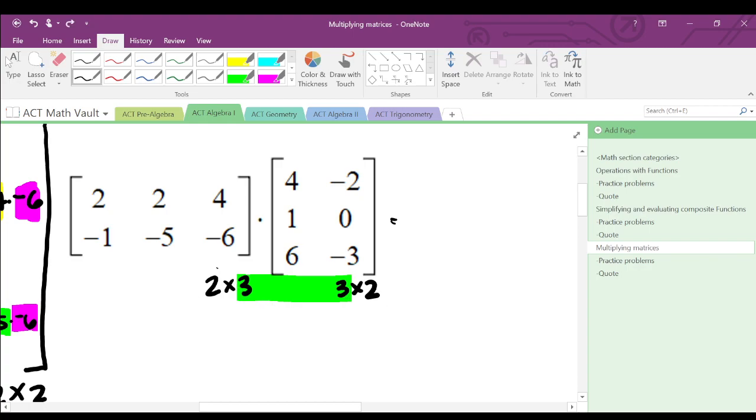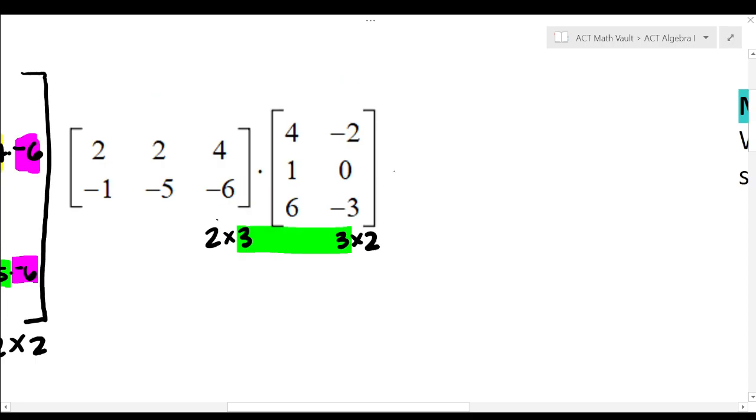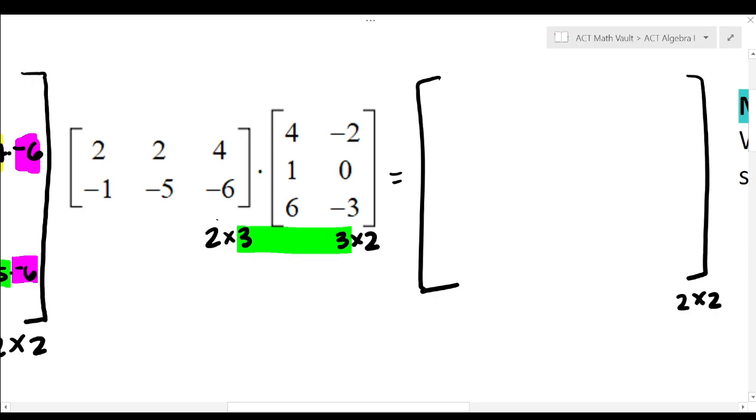Because if you think about it, the two middles need to match so that you know you have the same number of numbers in the rows versus the columns. So, the rows of one and the columns of the other. So now I will remind myself that this is going to be a 2x2 matrix, and I need a lot of room once again to make sure I have everything accounted for.